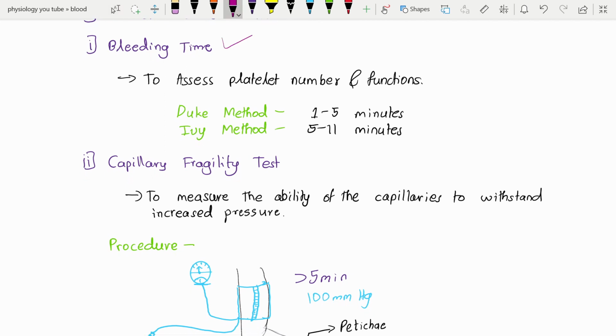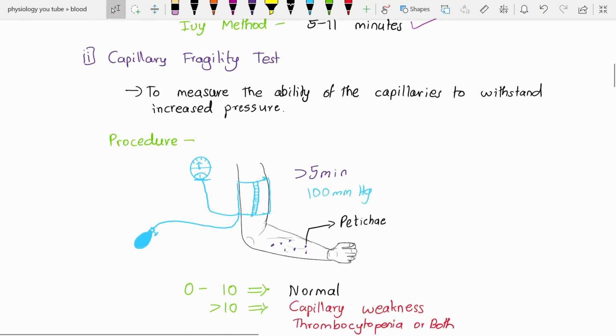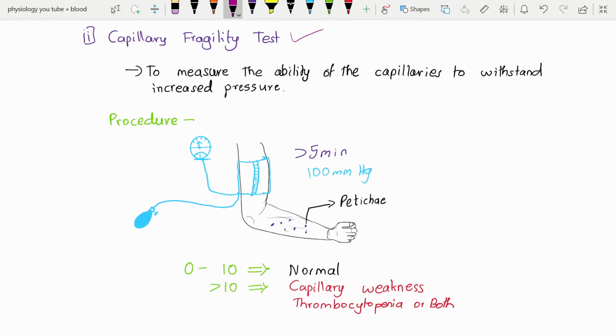Firstly, the bleeding time. It is to assess the platelet numbers and the functions. And I am not going to tell you about the whole procedure because we are making a dedicated video on that. We have practical on this bleeding time. In Duke method, it is around 1 to 5 minutes, and in IV method, it is around 5 to 11 minutes. Now next comes the capillary fragility test.